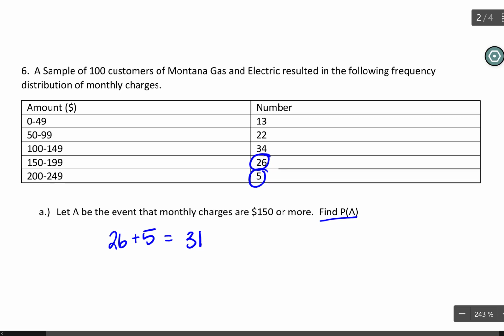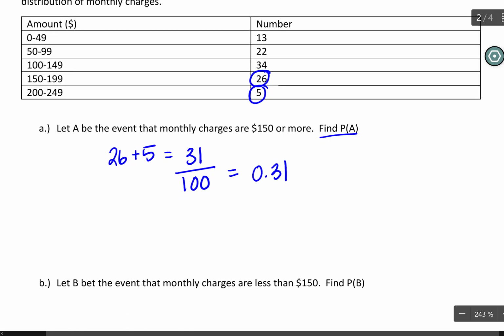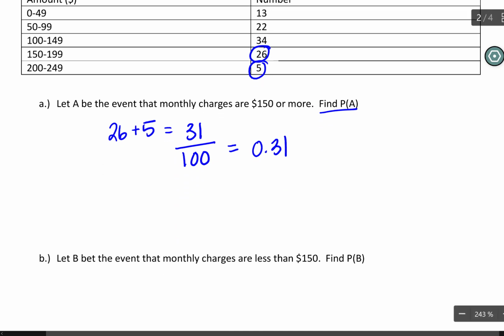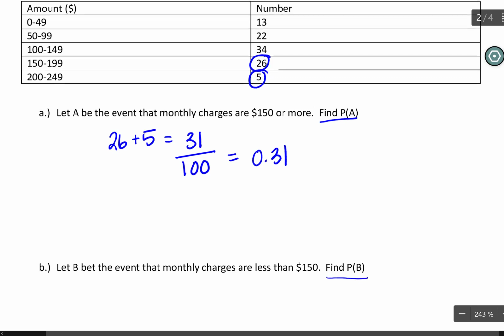Now, in order to get the probability, similar to number 1 that we just did, we need to divide the number of times this happened, the number of occurrences, by the total number. So 31 divided by 100 gives us 0.31. Okay. So let's look at part B. Let B be the event that monthly charges are less than $150. Find the probability of B.